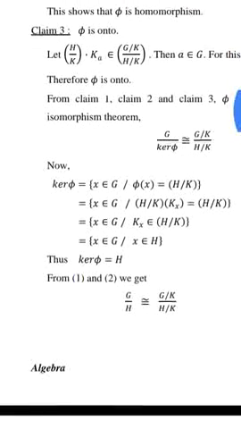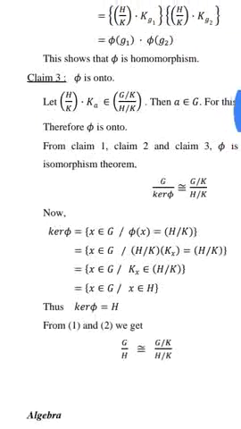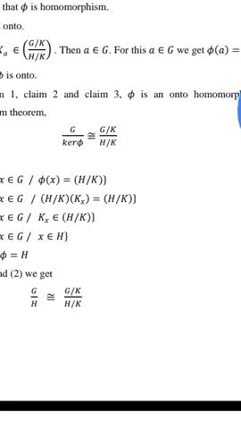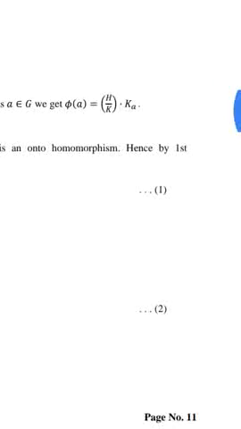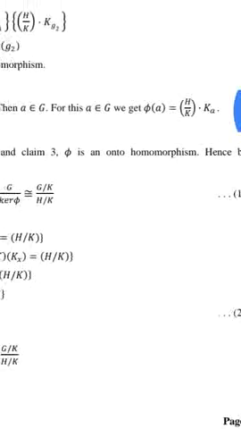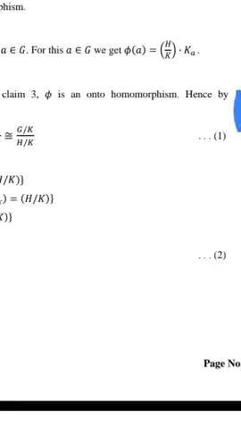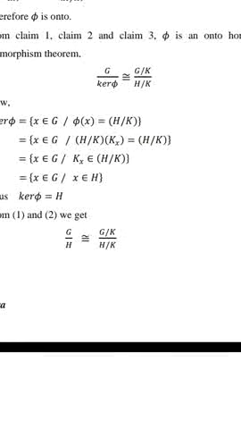Now we have to prove that phi is onto. Let (H/K)Ka belongs to (G/K)/(H/K). Then a belongs to G, and phi(a) = (H/K)Ka. Therefore, phi is onto. As phi is well defined, onto, and a homomorphism, by the first isomorphism theorem, G/kernel phi is isomorphic to (G/K)/(H/K).